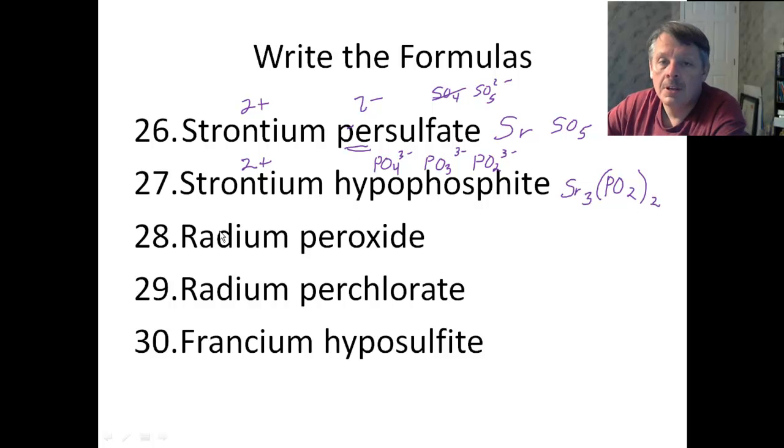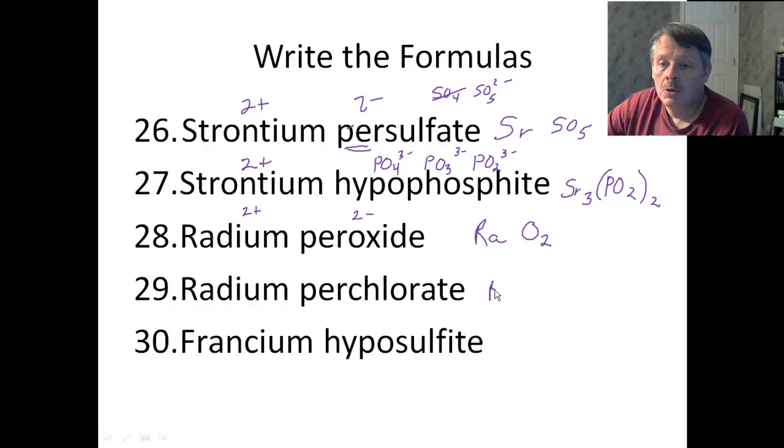Right. Radium peroxide. This is one that's going to look a little strange. Radium is Ra. Peroxide is O2. Again, look on your ion chart and you'll find peroxide, and it is O2. Radium has a 2+ charge. And peroxide has a 2- charge. So I am done. This is RaO2. And yes, that looks a little bit strange, but that's the way it is.